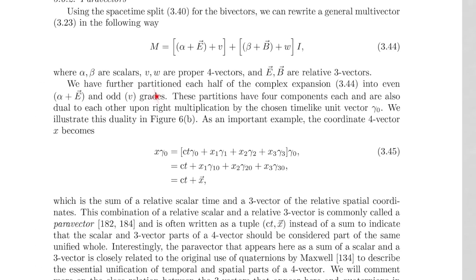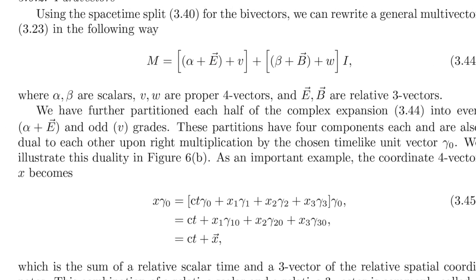We have further partitioned each half of the complex expansion into even part and odd part. A bivector is even, a scalar is even, so this part is even, but the vector is an odd part. So they're saying that this part is even and this part is odd. This part is even and this part is odd. A trivector is odd, but a pseudoscalar and a bivector are even.